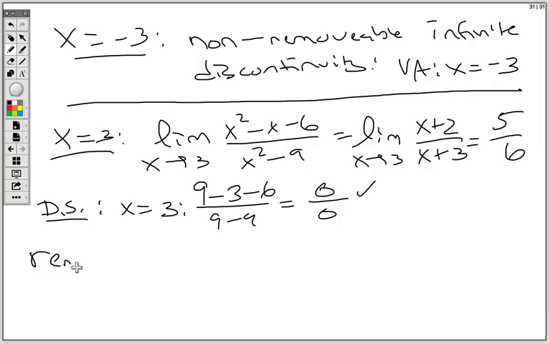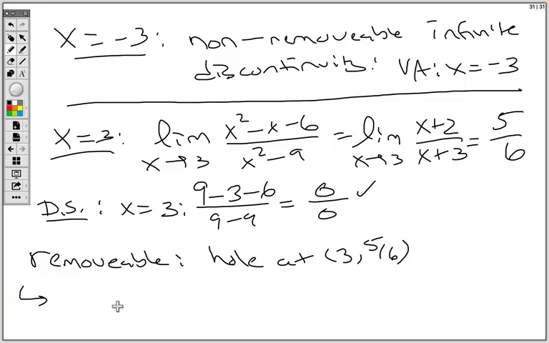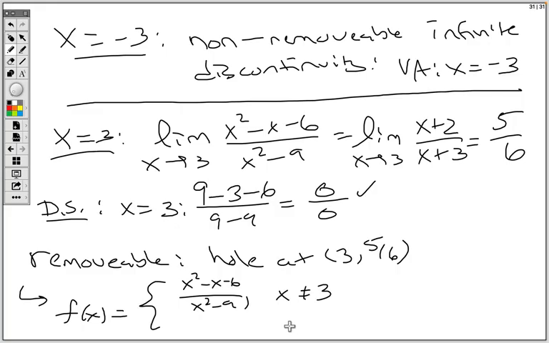So we have a removable discontinuity here. We have a hole at (3, 5/6). So if I wanted to, I could define my function as follows. I could define my function as it was given to us, (x squared minus x minus 6) over (x squared minus 9) for x not equal to 3. And then when x equals 3, I can define the function as just being 5/6, essentially plugging the hole there in the graph.